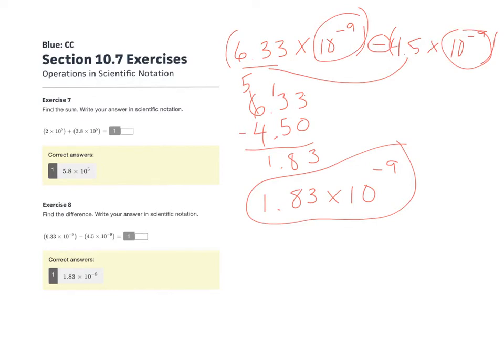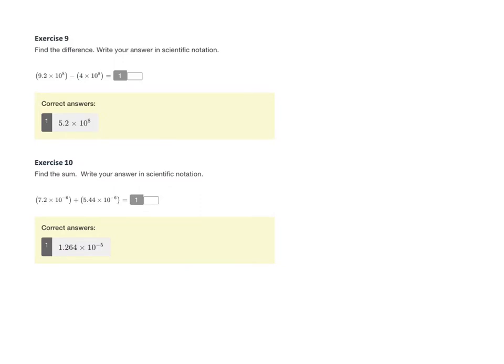Let's look at the next one. So number 9, we've got 9.2 times 10 to the 8th minus 4 times 10 to the 8th. And so we want to identify that we've got the same base. So now we know that our bases are the same. We've got 10 to the 8th and 10 to the 8th.